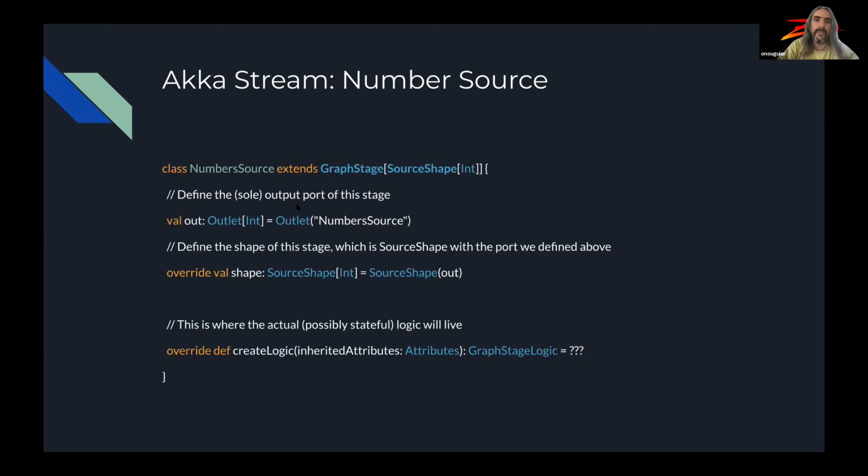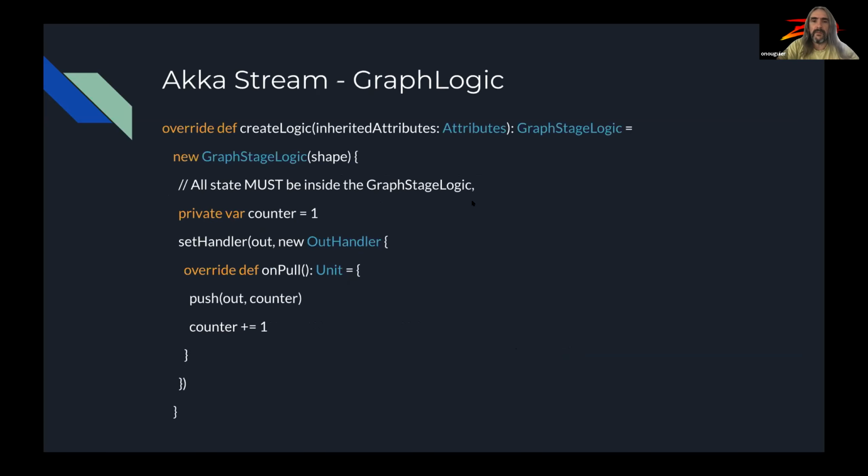Everything is typed. There is the notion of outlet, okay, because a source has an output, and there are many other details, and the implementation goes in this function. This function is just there, and it's nothing more than having an initial value and reacting every time somebody asks you for a new value. You push the value and increment the counter, and that's all you have to do to make a source component.